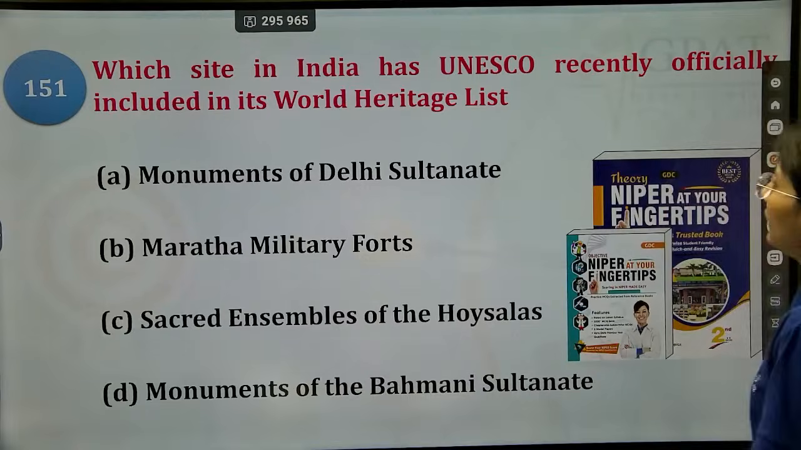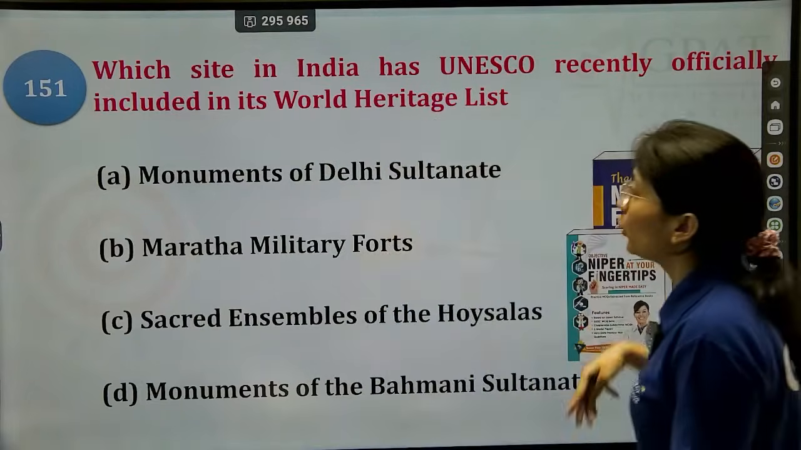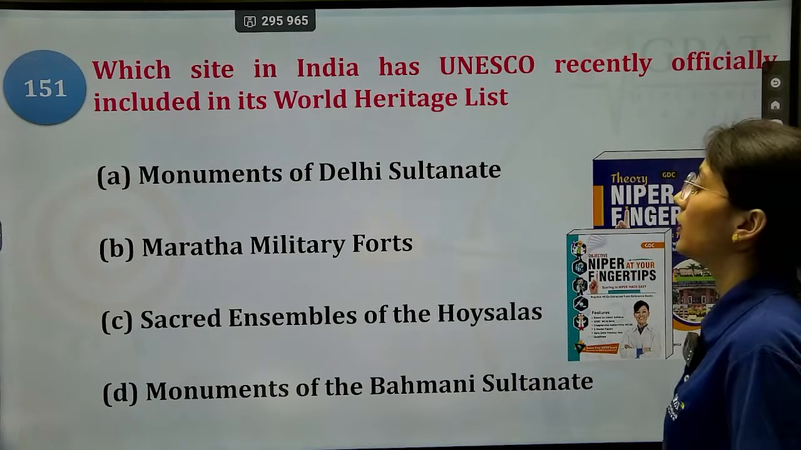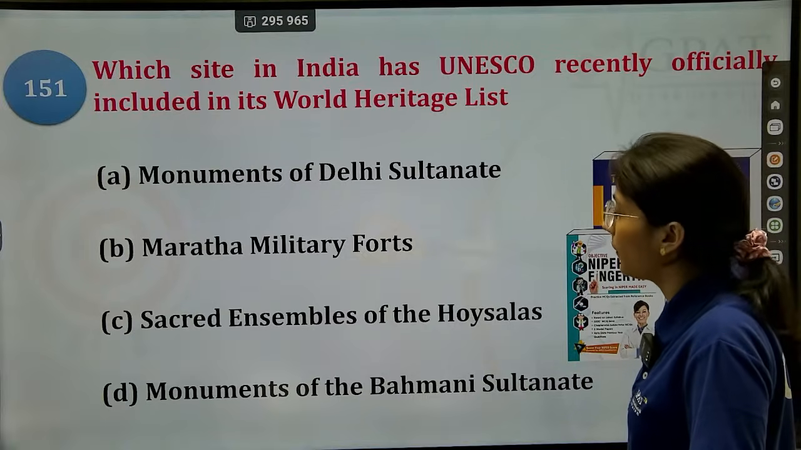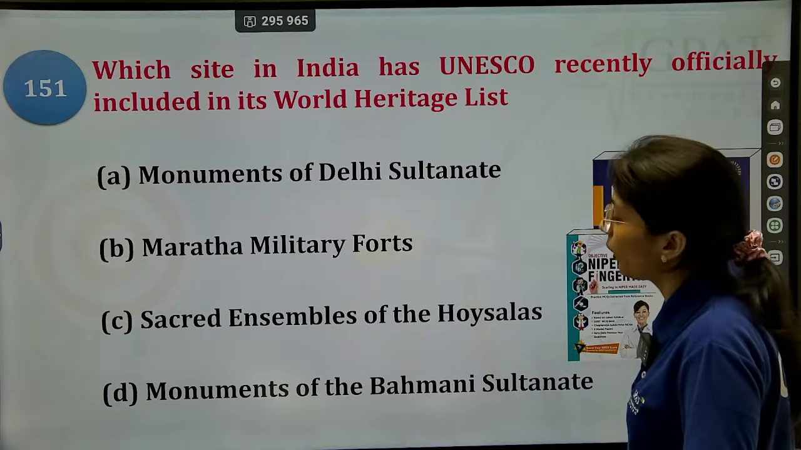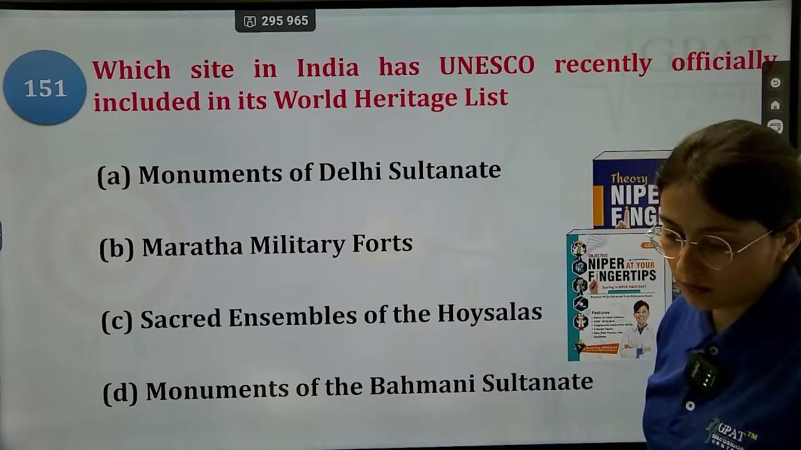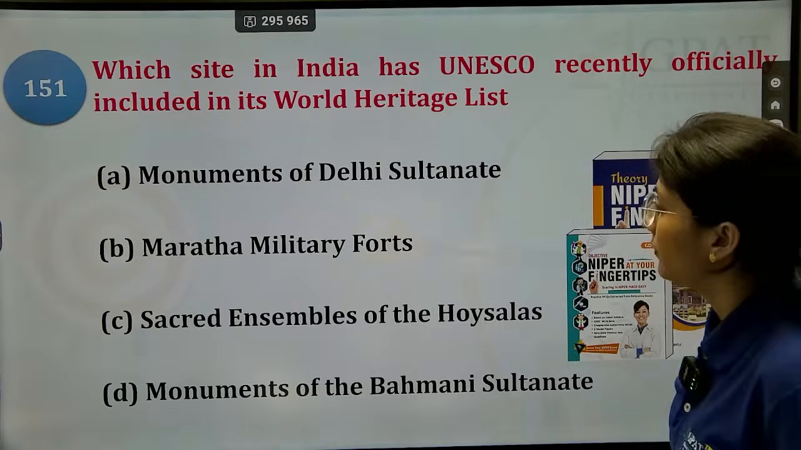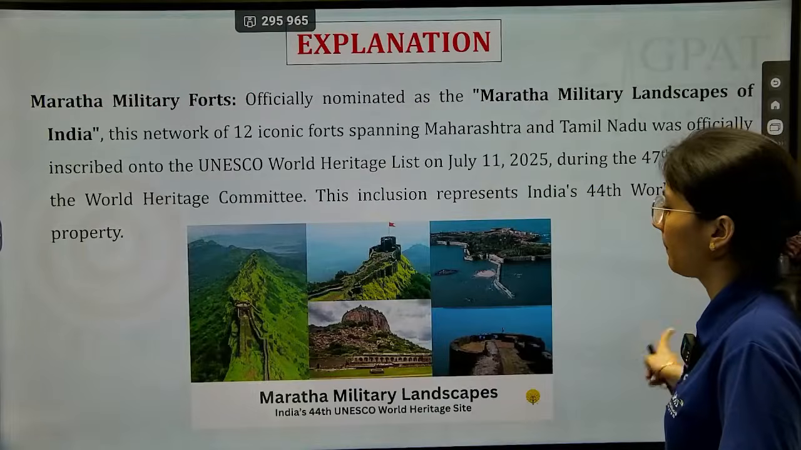Next, which site in India has UNESCO recently officially included in its World Heritage List? Monuments of Delhi Sultanate, Maratha military forts, sacred ensembles of the Hoysalas, monuments of the Bahmani Sultanate. Which? That is Maratha military forts.